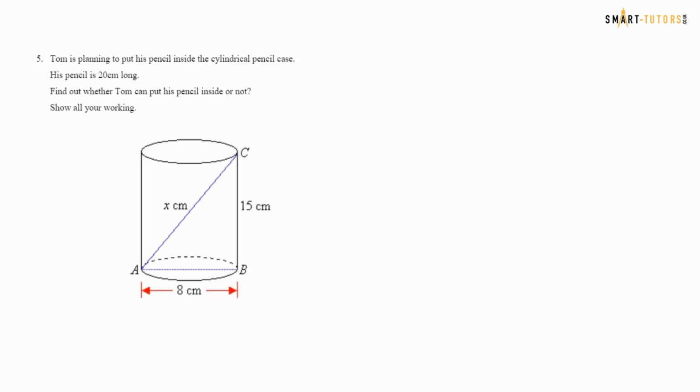Question number 5. Tom is planning to put the pencil inside the cylindrical pencil case. His pencil is 20 centimeter long. Find out whether Tom can put this pencil inside or not. So all you want to do is, it's a right angle triangle. You can see this one. So x squared equals 15 squared plus 8 squared, which will give the length of the diagonal.